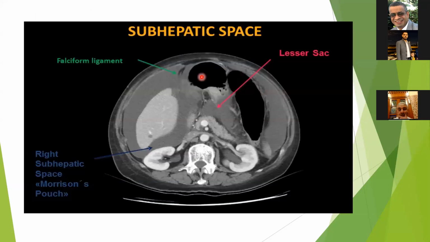This is an axial CT showing us the falciform ligament. This is the right subhepatic space, or the Morrison pouch, between the kidney and the liver. This is the lesser sac, posterior to the stomach and anterior to the pancreas.